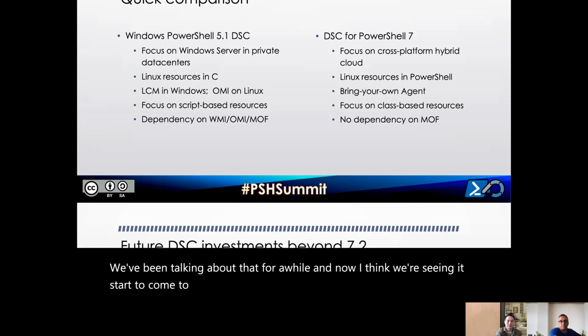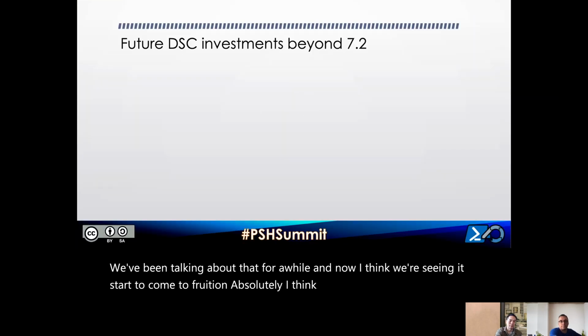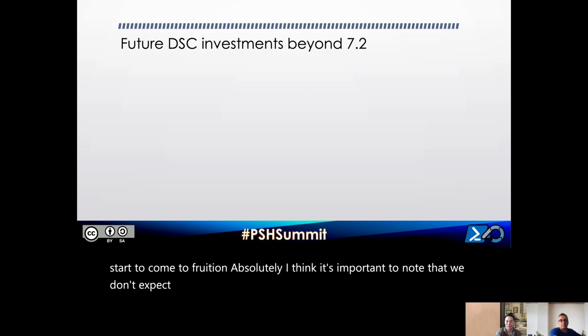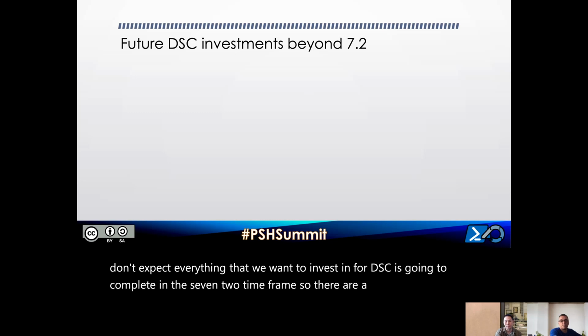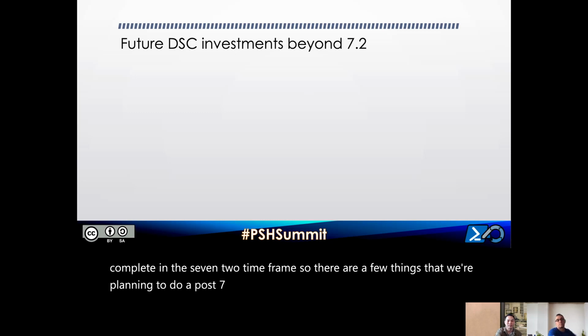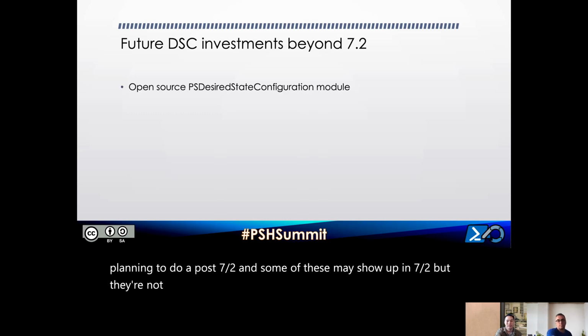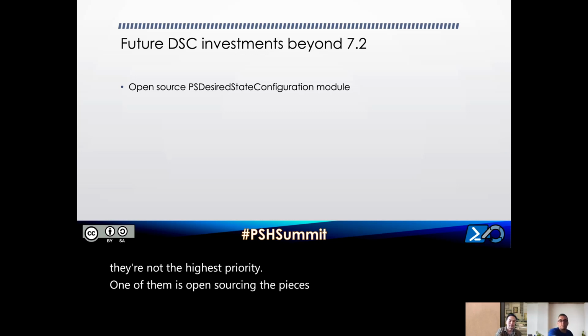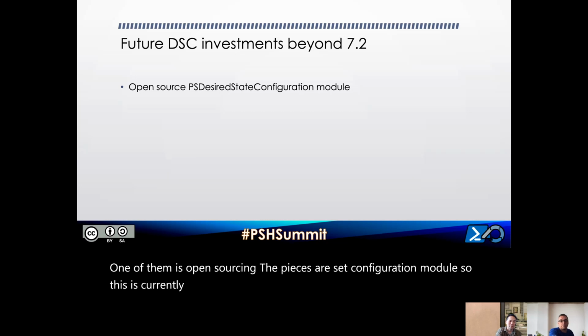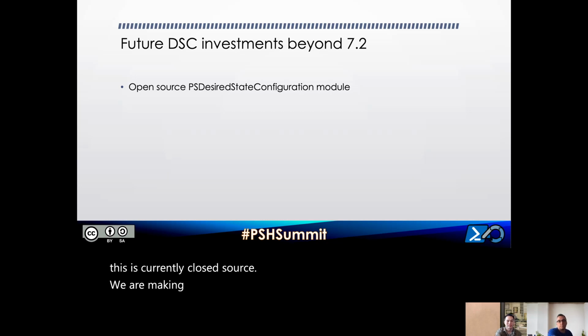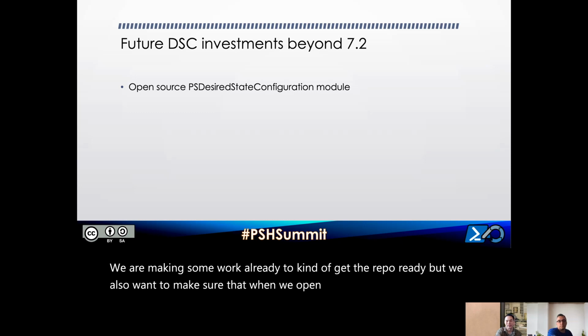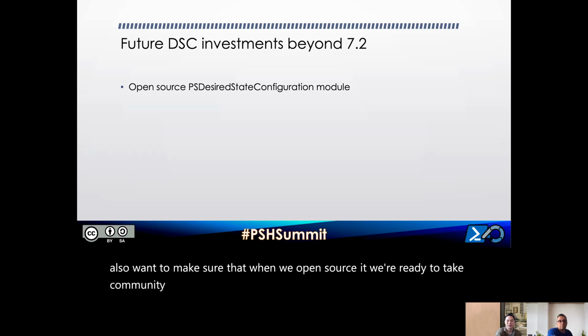Absolutely. I think it's important to note that we don't expect everything that we want to invest in for DSC to be complete in the 7.2 timeframe. So there are a few things that we're planning to do post 7.2, and some of these may show up in 7.2, but they're not the highest priority. One of them is open sourcing the PSDesiredStateConfiguration module. This is currently closed source. We are doing some work already to get the repo ready, but we also want to make sure that when we open source it, we're ready to take community contributions so that we can make progress on DSC as a platform much more quickly.